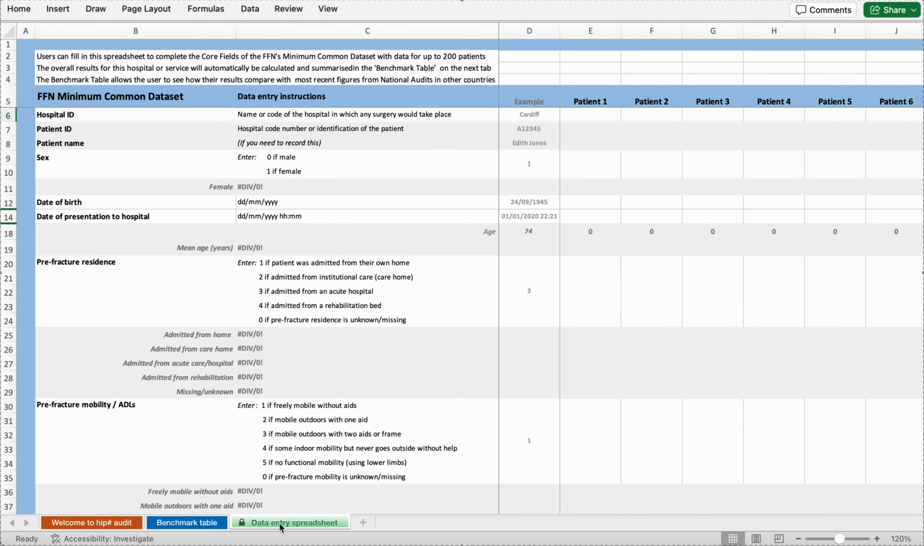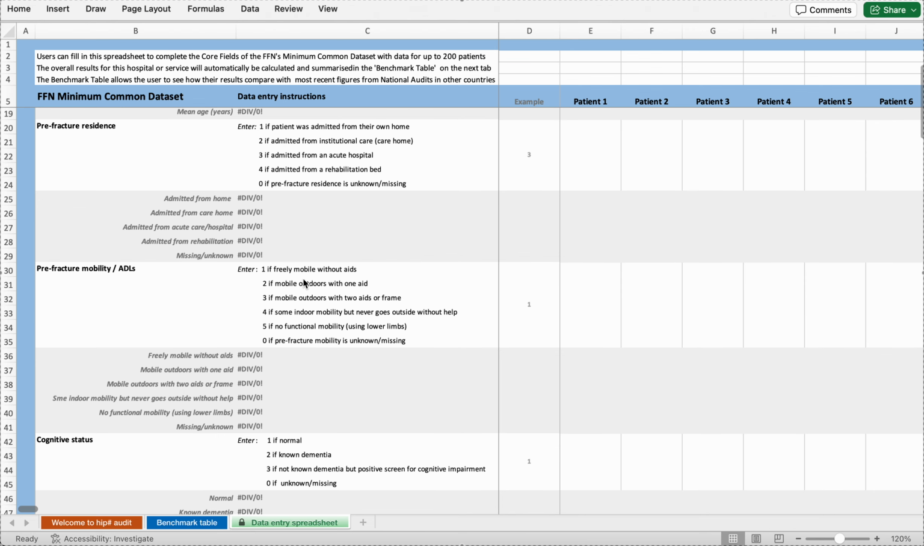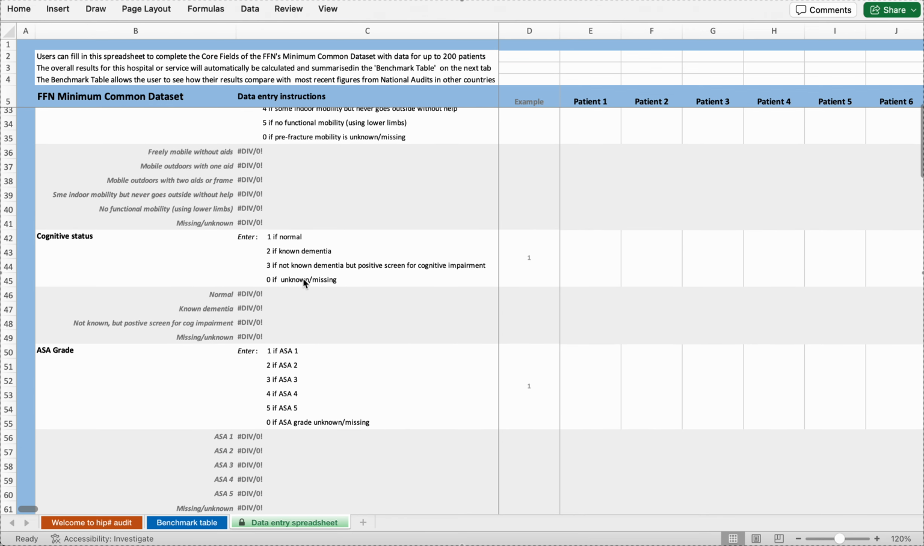And we do that using the third sheet, and that's a spreadsheet setting out the questions, the fields of the minimum common data set, and then a little bit of explanation of what would be needed to record against each of those. The minimum common data set uses questions and answers that are quite consistently used across many different audits, and again that's been looked at and published, and again the references are available in the spreadsheet.